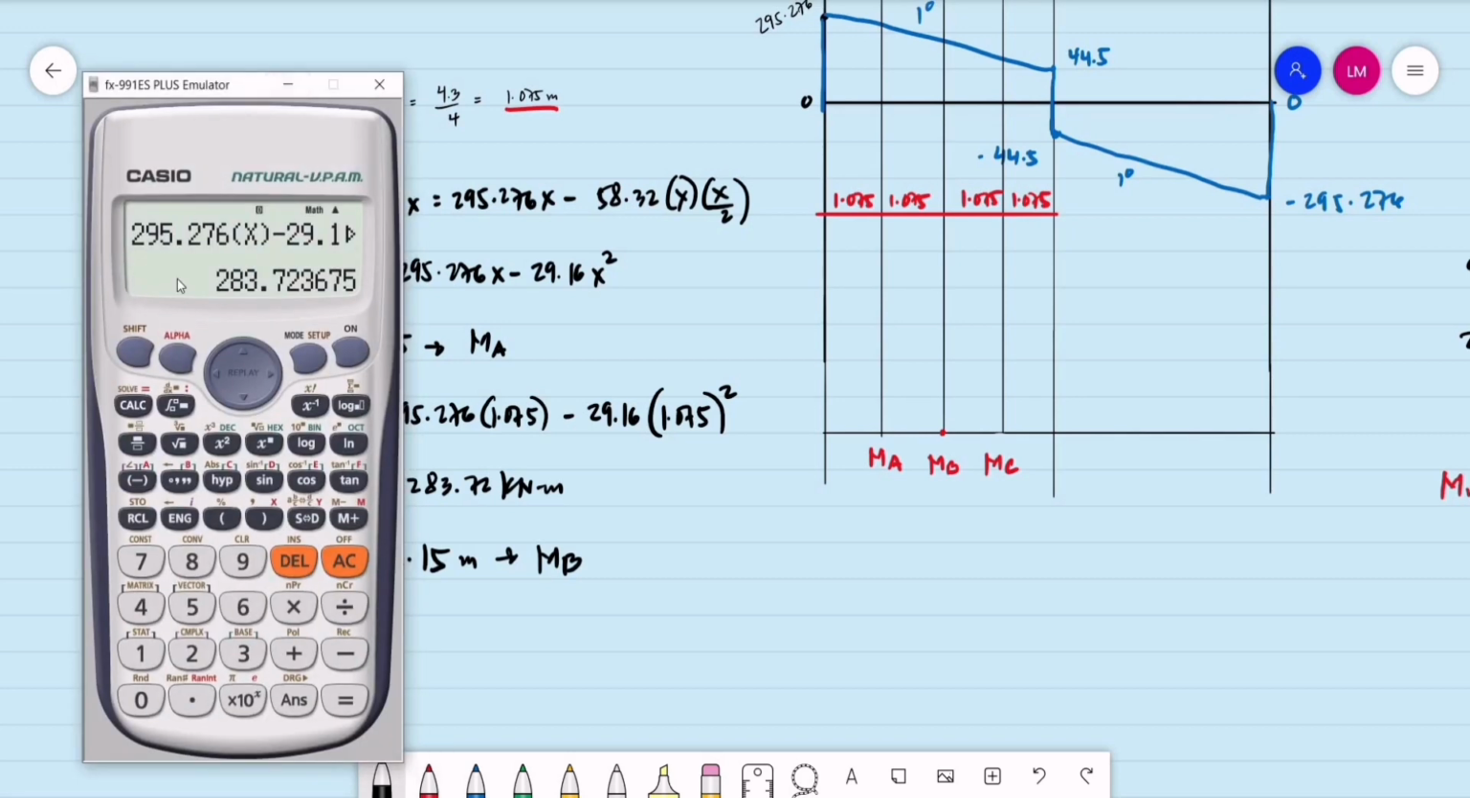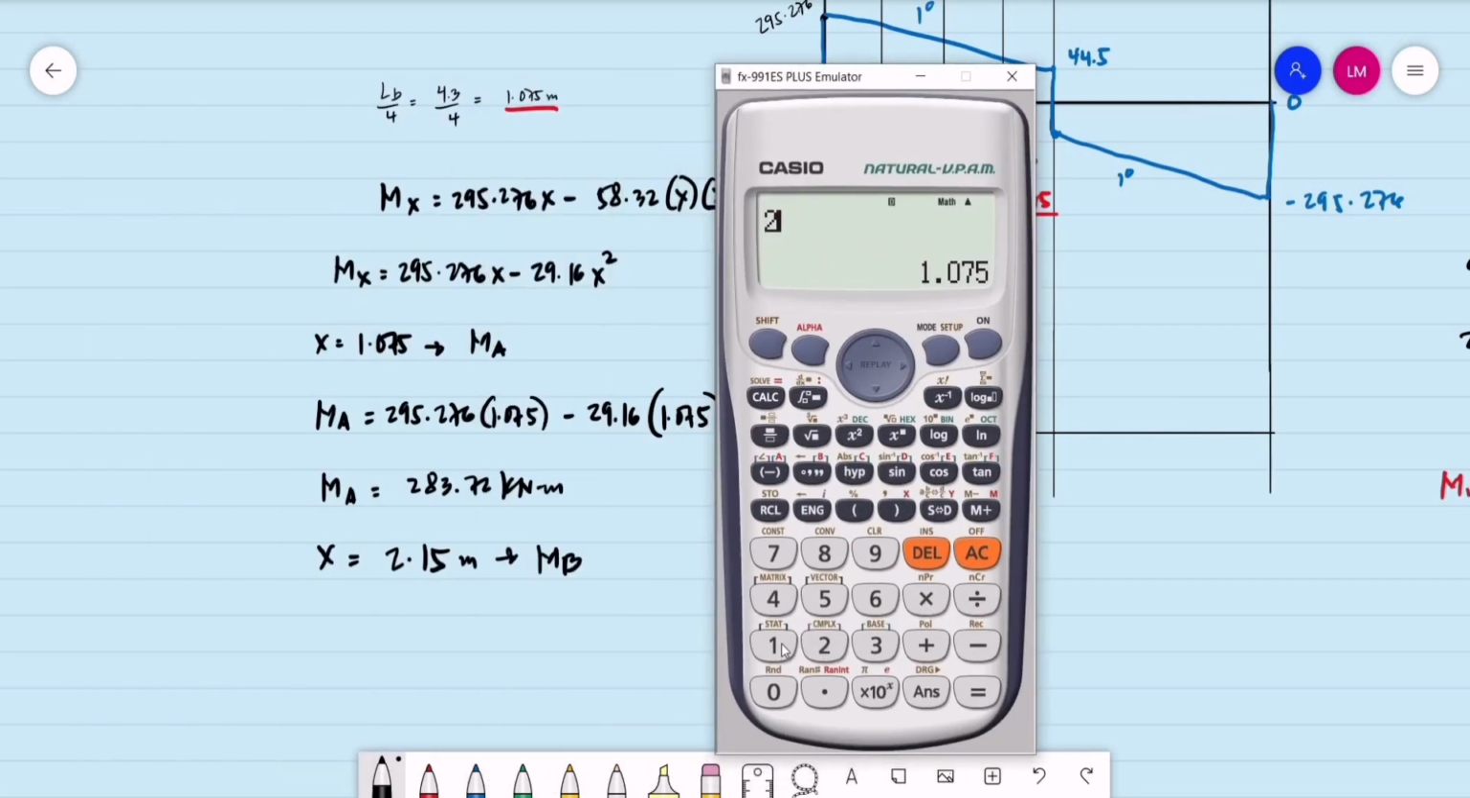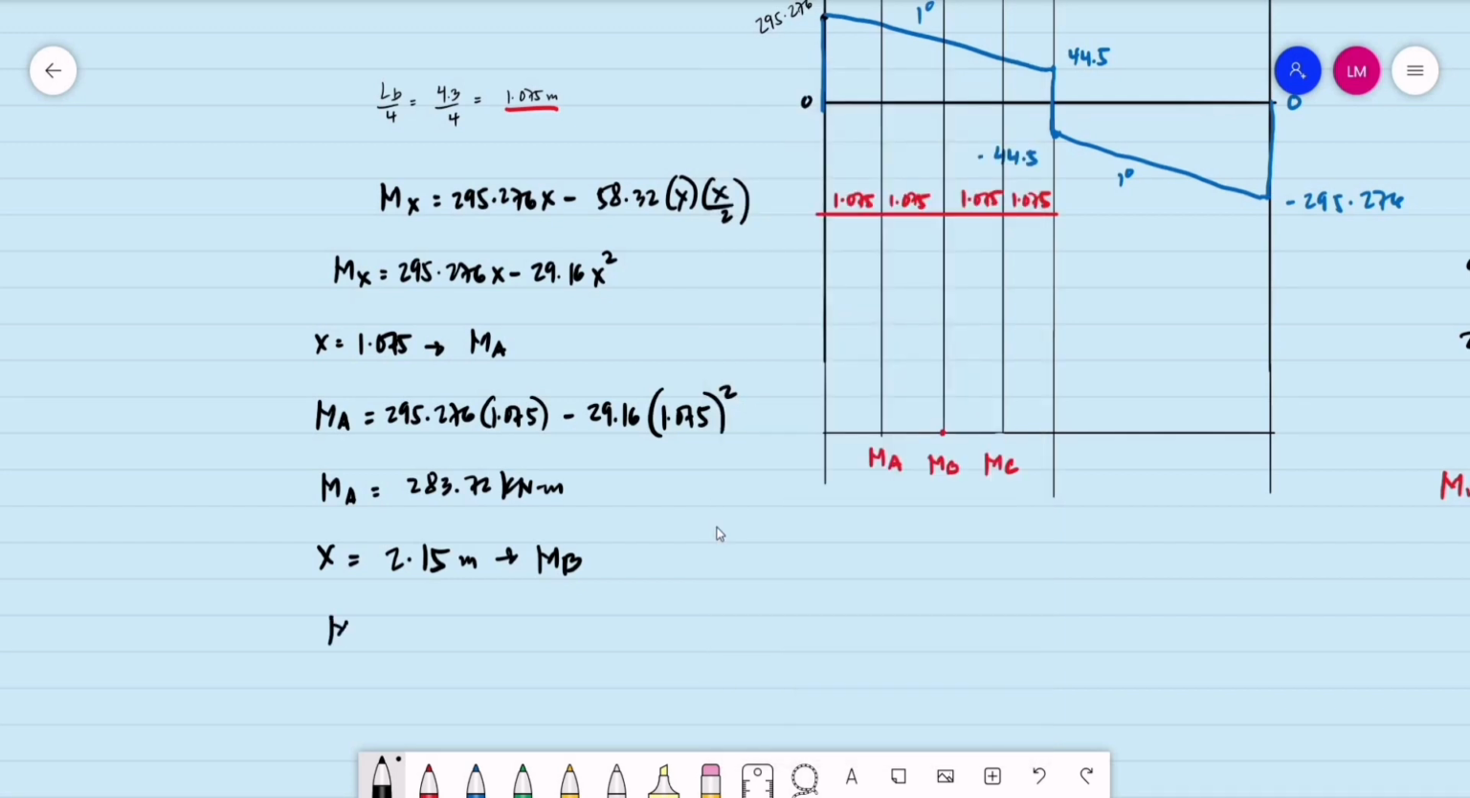So from our functions, all we have to do is press calc. The value of x will be at a distance of 2.15 meters. That is 500.05. Okay, we have the moment at B equal to 500.05 kilonewton meter. So we have now the moment at A and the moment at B.